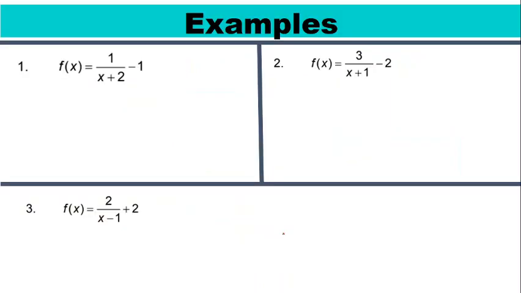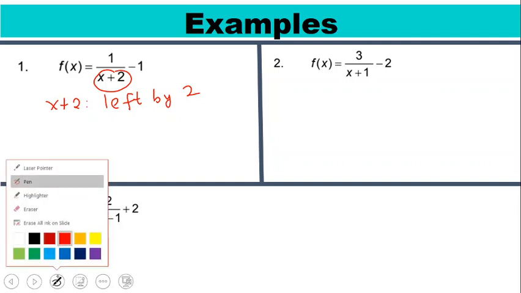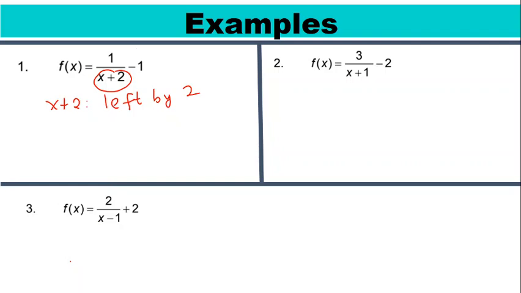So let's do some examples. In example 1, we see two changes. We have this x plus 2. When you have the x plus 2, that is going to make it move to the left by 2 points. And then we now have the -1. The -1 is going to make it move down by 1, okay? And that's it.